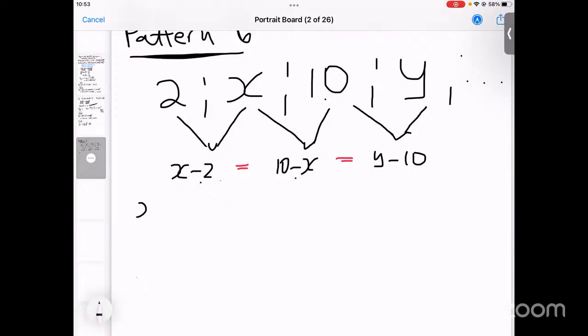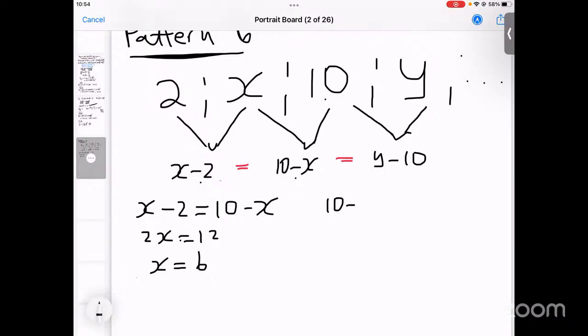So you'll say x minus 2 is equal to 10 minus x, because it's the common difference. I think we've already solved it: you take that to the other side, and this one becomes 12, and then your x ends up being 6. Now you are done with the x value. Then you come back to this one to say, again, 10 minus x must be equal to y minus 10.